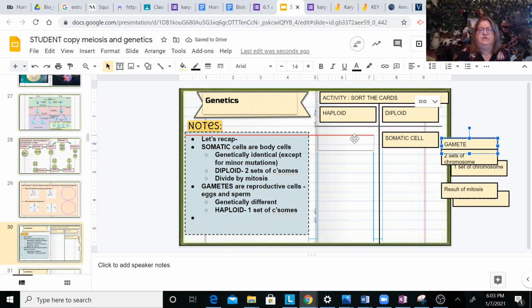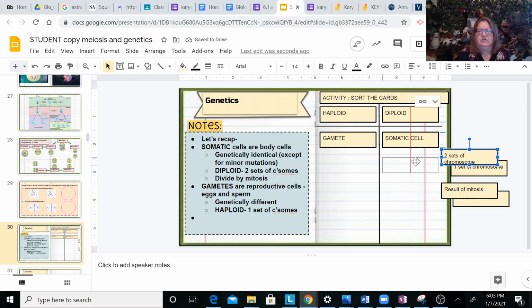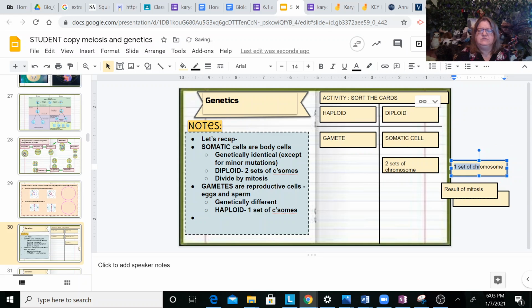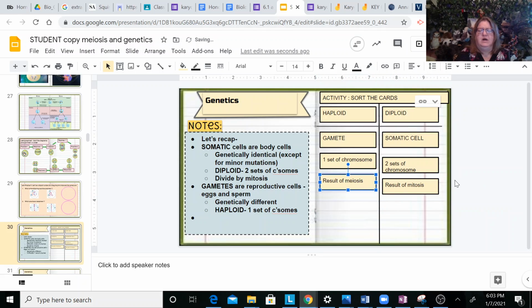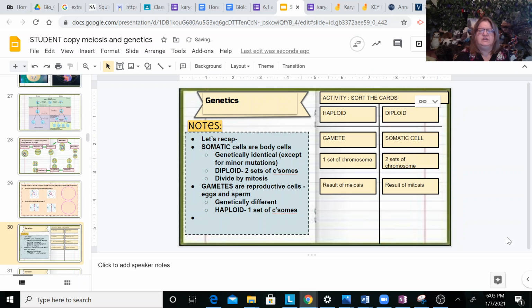Okay, so if you guys have done this, you can take a look at this. We've got 2 sets of chromosomes versus 1 set of chromosomes. And then diploid would be the result of mitosis versus haploid is the result of meiosis. And so that's just a little sorting activity. That's going to bug me. Let's get them nice and even there. And so that should give you just a little bit more practice.